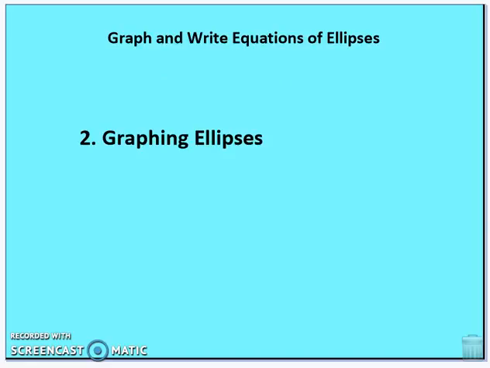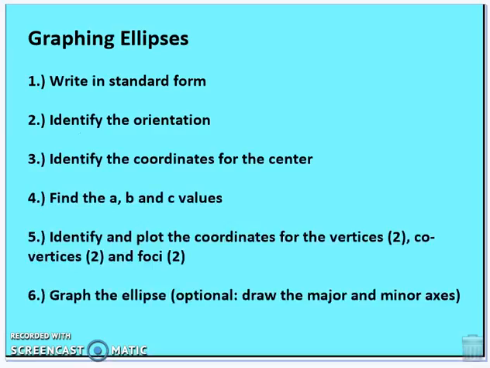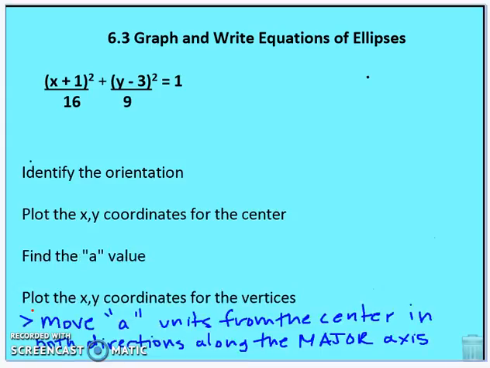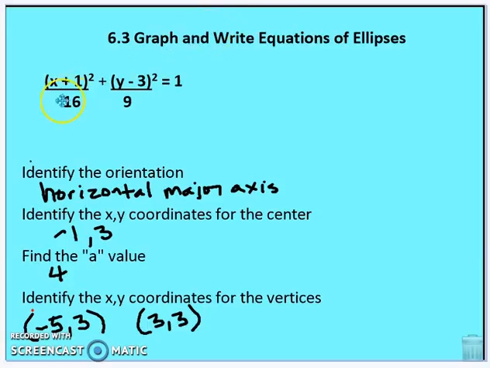Okay, graphing ellipses. So this is the process of graphing ellipses. I'm going to let you write this down as I pause. All right, we're going to take this particular ellipse and we're going to graph it. So we're going to identify the orientation. Orientation is going to be horizontal. A squared term is underneath the x squared value.